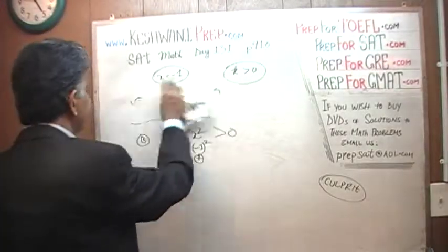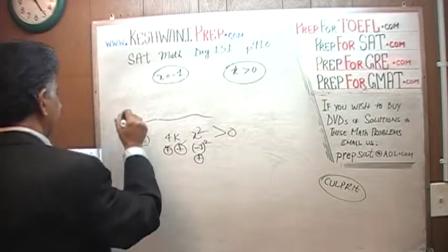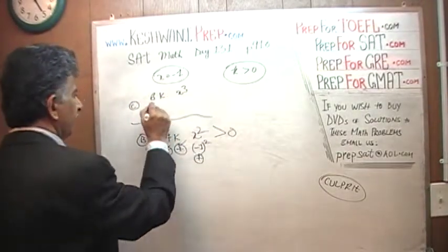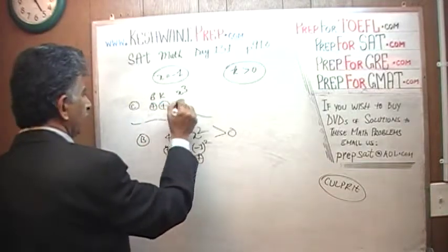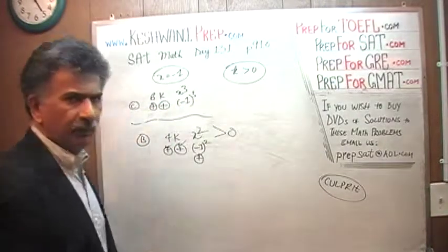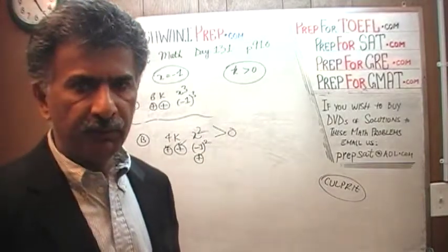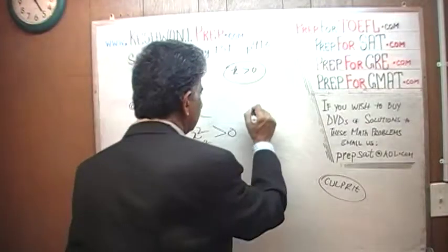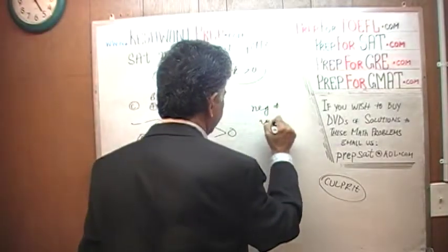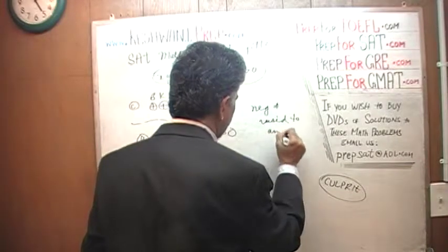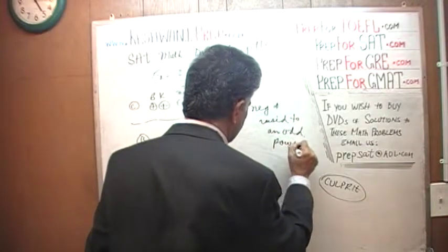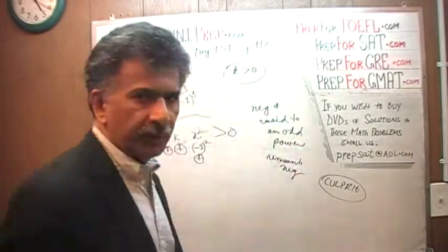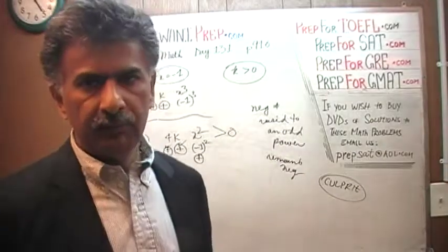Let's look at C. C says 6 times k times x cubed. 6 is positive, k is positive, and -1 cubed: -1 times -1 is +1, and +1 times -1 is again back to negative. A negative number raised to an odd power remains negative. So -2 times -2 times -2 is going to be some negative number.